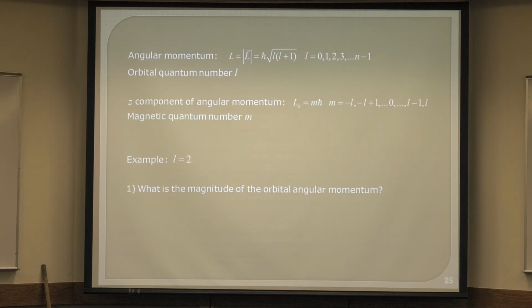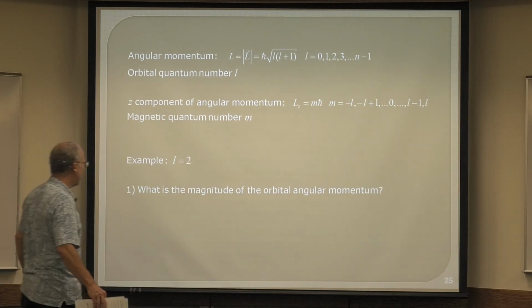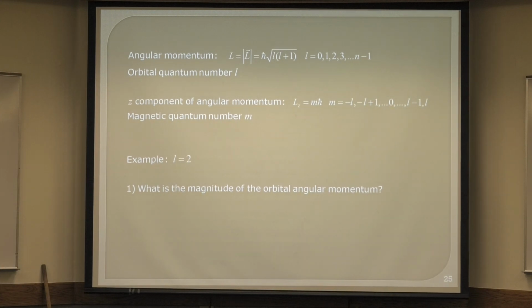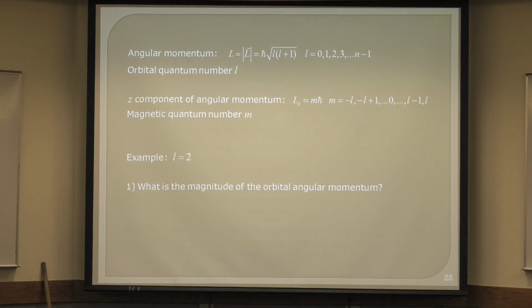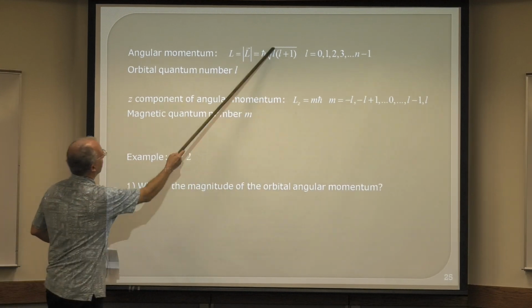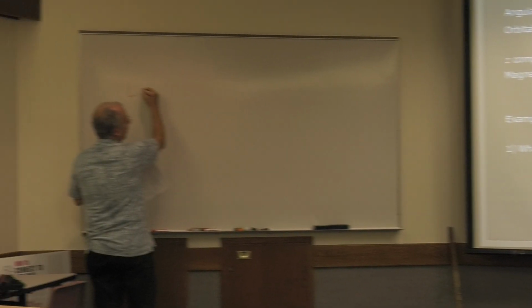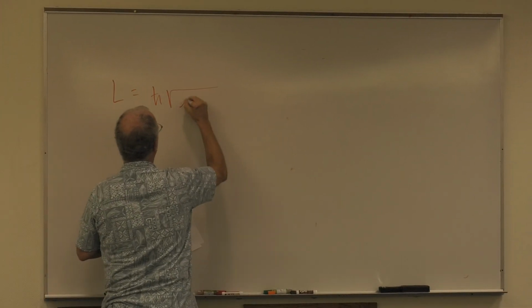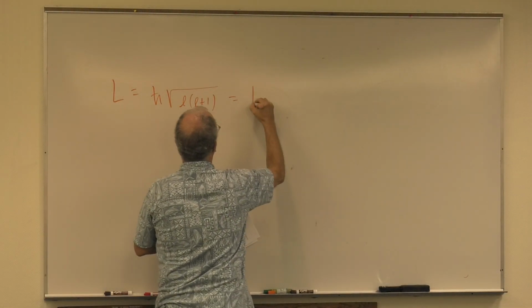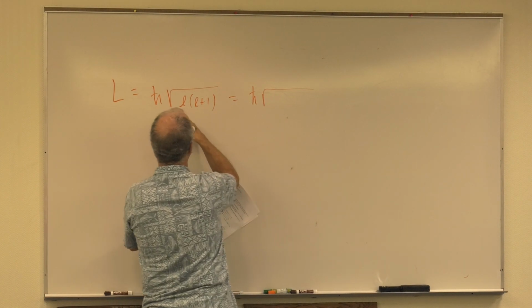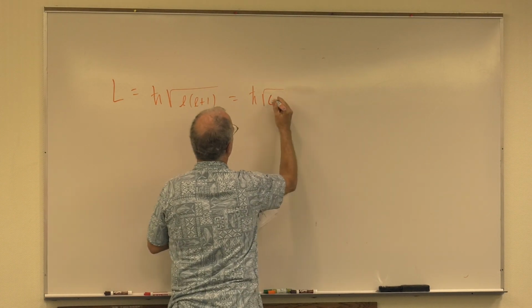All righty. Let's keep getting some practice here. Let's just do L equals 2. If L equals 2, what's the magnitude? Well, then you just use this formula. So L equals h bar square root of L times L plus 1. So that's h bar, L is 2, 2 times 3 is 6. So that's the answer.